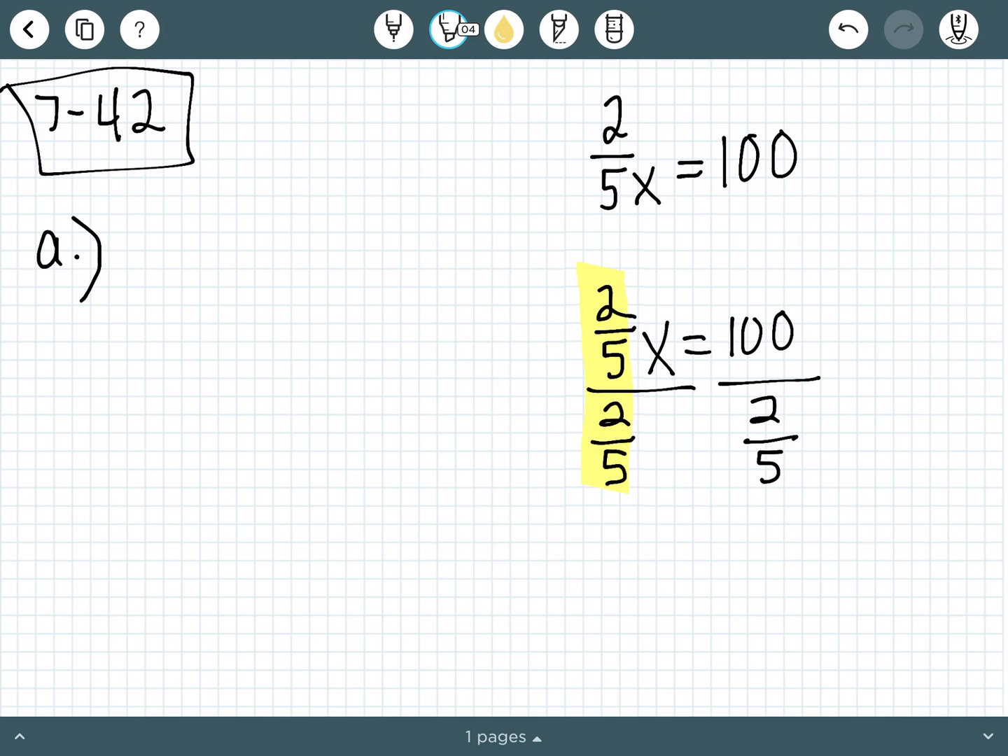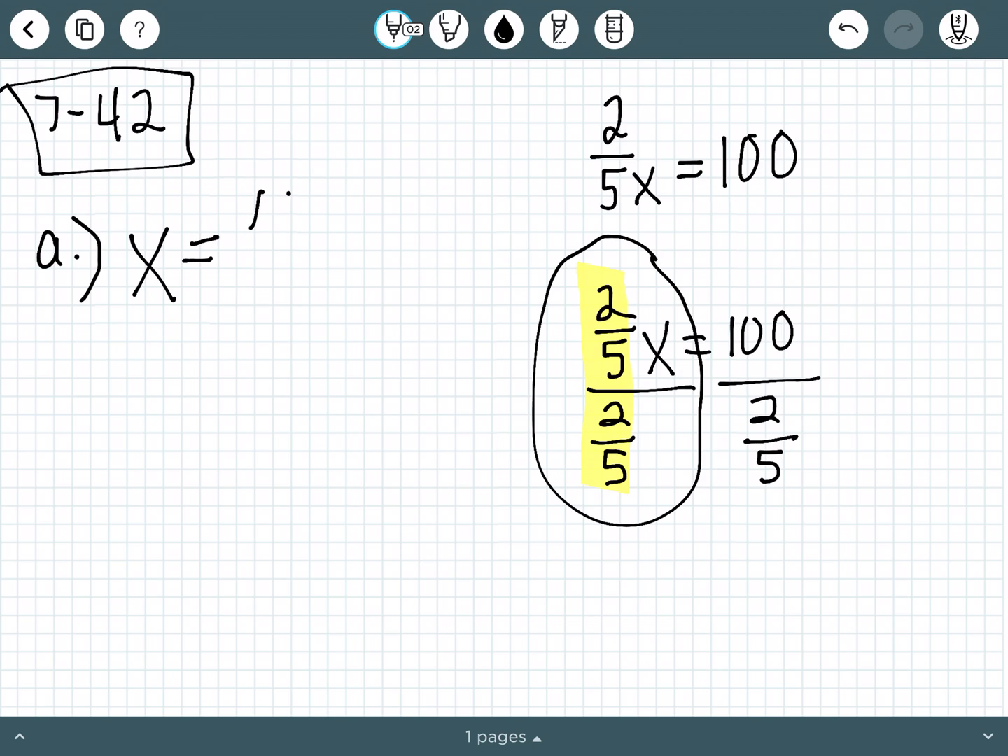Now we need to rewrite the left side of the equation. So I know that 2/5 divided by 2/5 is 1. So that would be 1x on my left side here. We would be left with 1x or just x. If you want to put a 1 before it, that's fine. So we're going to say x equals 100 over 2/5.